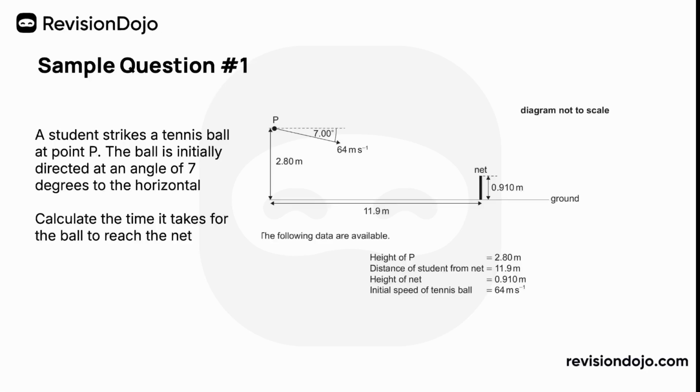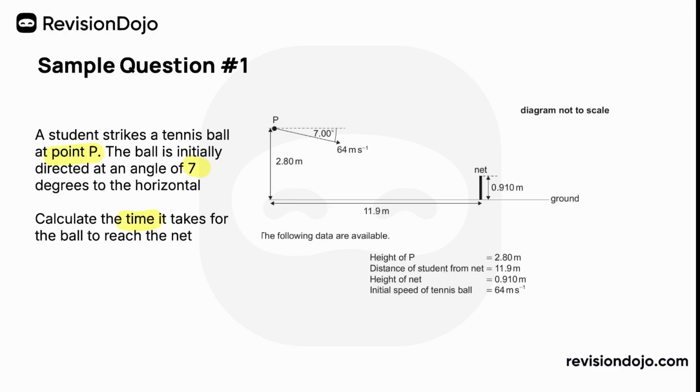Alright, let's take a look at our sample question to finish off this lesson. A student strikes a tennis ball at point P. The ball is initially directed at an angle of 7 degrees to the horizontal. Calculate the time it takes for the ball to reach the net. Alright, let's highlight some important information. So we're looking for time, we have an angle of 7 degrees, and we start at point P. We have a beautiful diagram here.